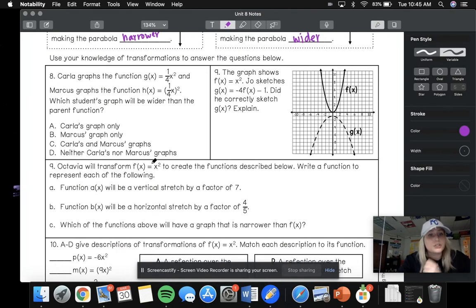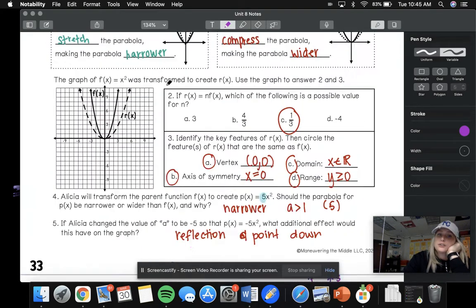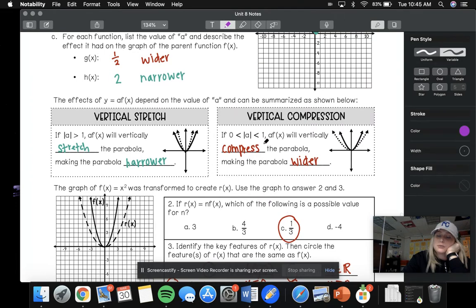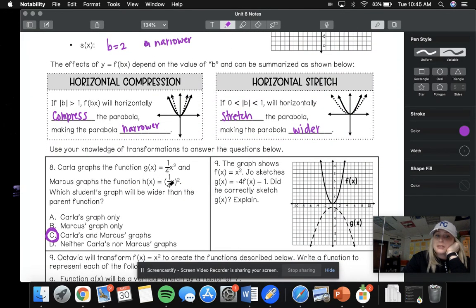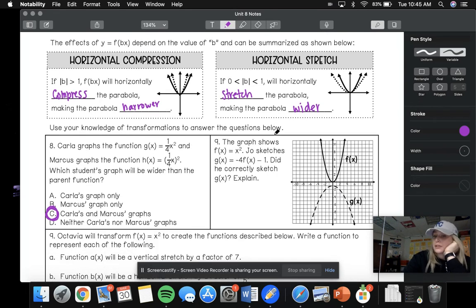Okay. So which student's graph will be wider than the parent function? Well, both of them actually. Okay. And if you look at it, this is an a value. If you go to an a value that's in between, it would make it wider, a vertical compression. This one has a b value of a fraction, which also makes it wider. So you can also use your notes without graphing it.